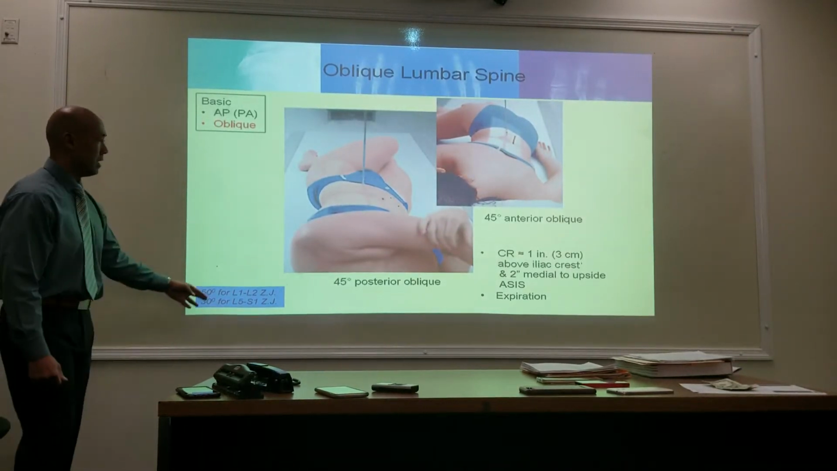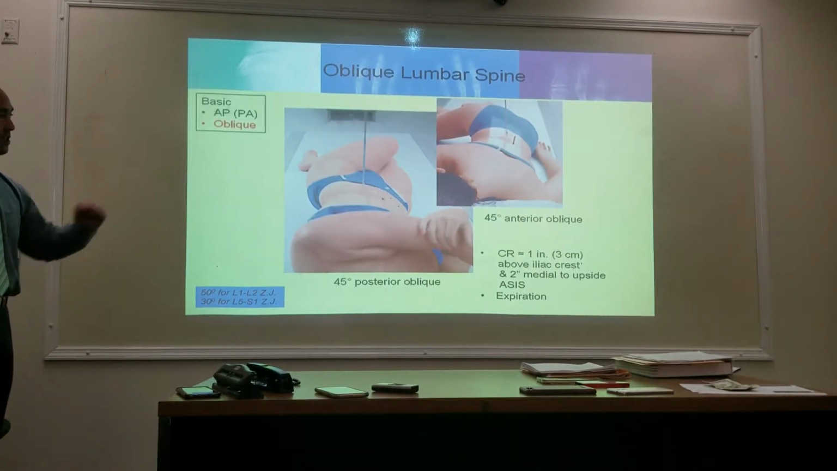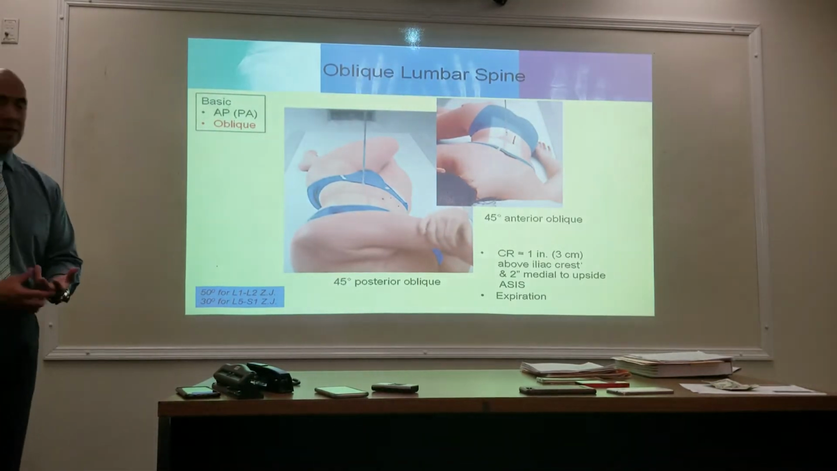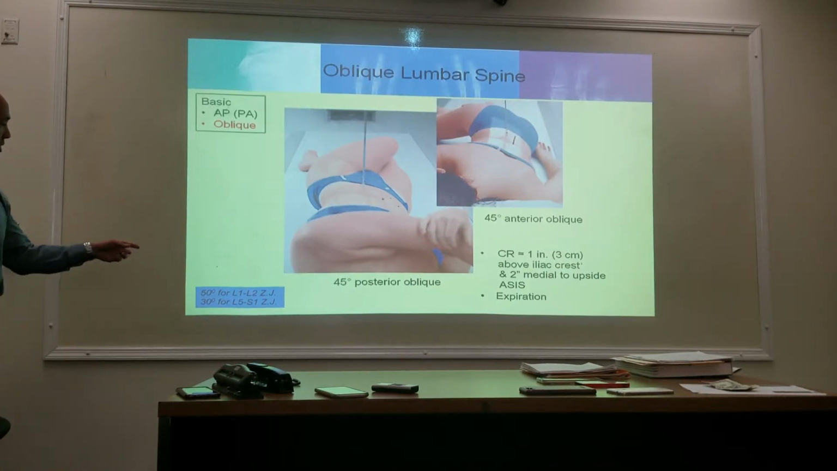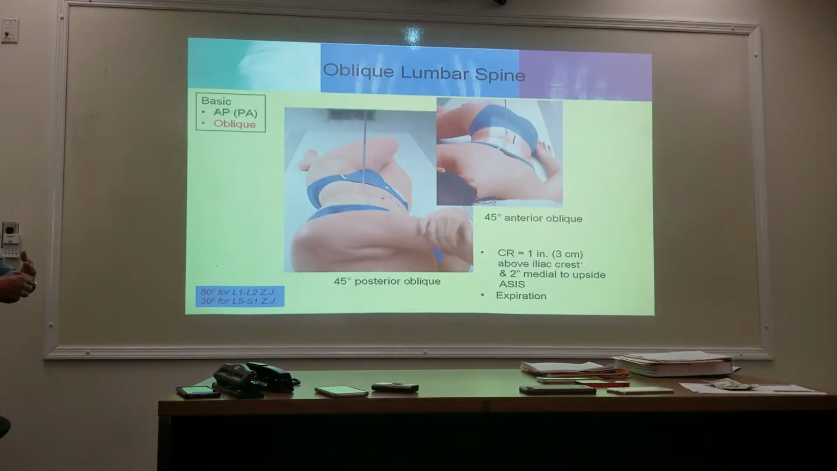There are some options that you can do. 45 is the average. However, if the area of injury is on the upper lumbar spine, there's going to be a greater rotation of approximately 50 degrees to evaluate L1, L2. And if we're looking at the lower lumbar, 30 degrees obliquity.